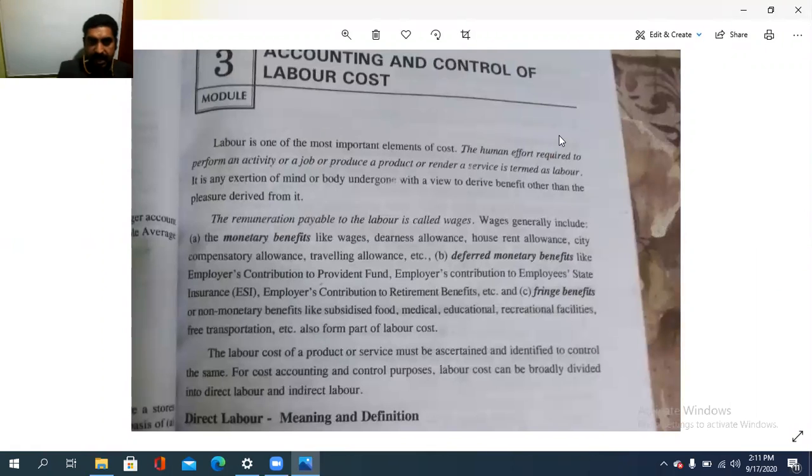Labor is one of the most important elements of cost. So, one of the most important elements of cost is what? The labor. The human effort required to perform an activity or a job, or to produce a product, or to render a service is termed as labor. The human effort required to perform an activity or a job or produce a product.